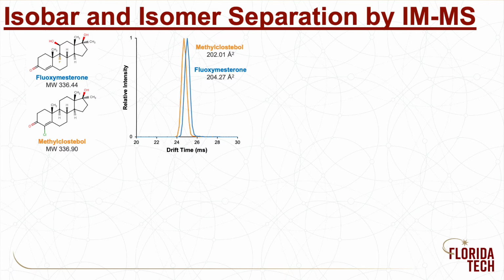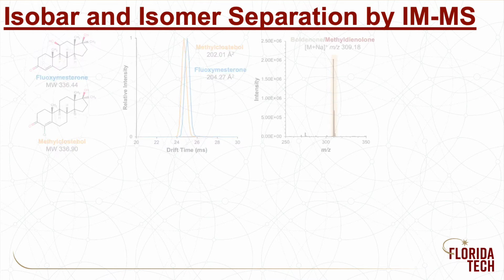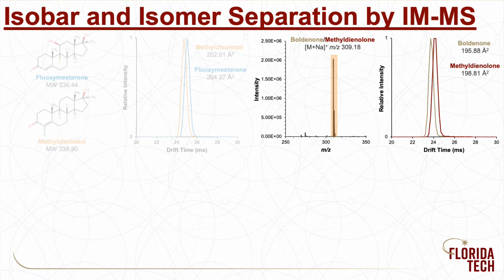We use this drift time to determine a compound's collision cross-section, CCS, a characteristic property of an ion under given experimental conditions. We are compiling a comprehensive library that catalogs CCS values for a range of performance-enhancing drugs, which can be a useful identifier coupled with retention time and mass-to-charge ratio. Next, we have isomers boldenone and methyldienolone with identical exact mass of 309.18. However, they display different CCS, which allows for definitive identification.